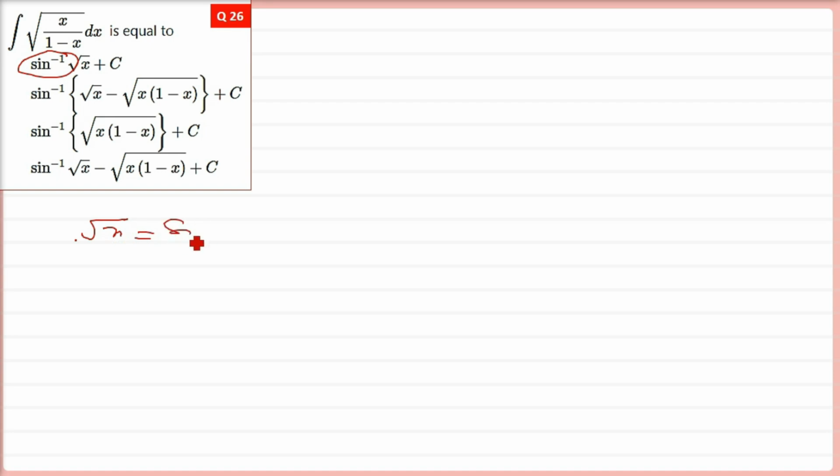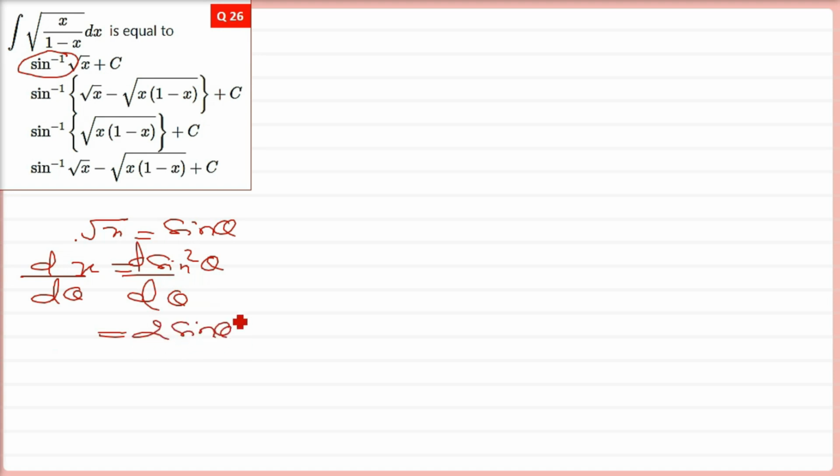If you take root x equals sine theta, x will be equal to sine square theta. When you differentiate both the sides, dx by d theta will be 2 sine theta, then the differentiation of sine theta will be cos theta. So it will be sine 2 theta. So dx has become sine 2 theta d theta. So what is the benefit? We will see just now. X will be equal to sine square theta.